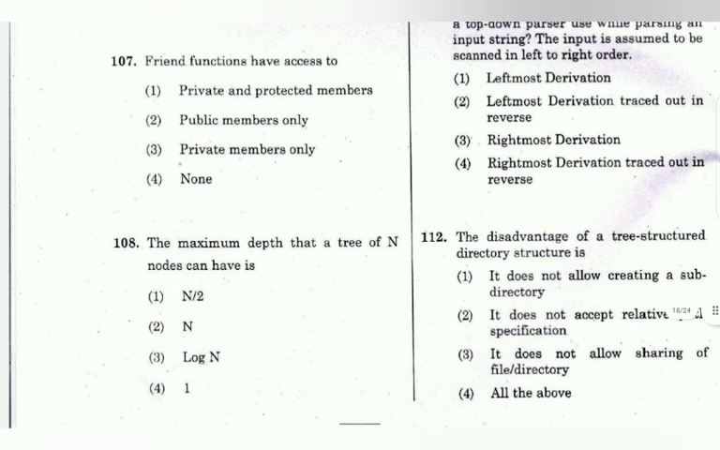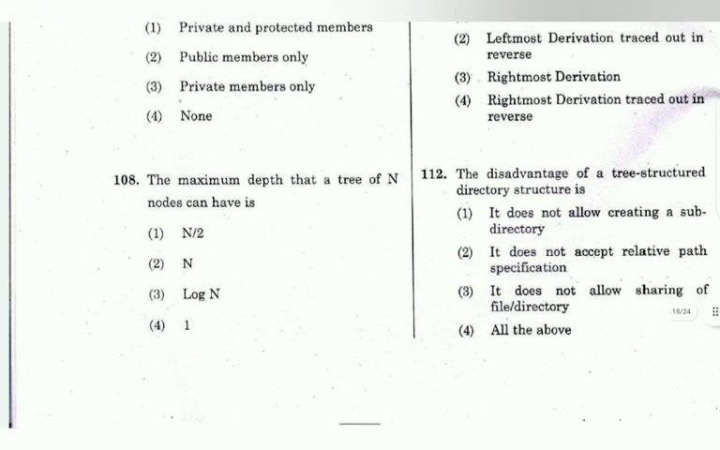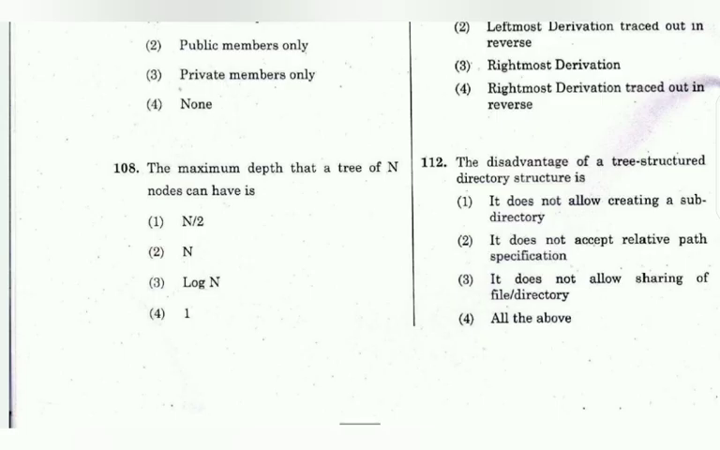The drawback of a tree-structured directory structure is. A tree-structured directory allows for subdirectories and supports relative path specification. However, it doesn't allow sharing of files or directories because each file has a single parent directory. So option 3, it doesn't allow sharing of a file or directory, is the correct answer.